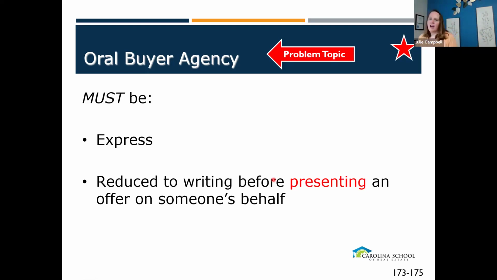The latest we have to work on an oral buyer agency agreement is when I'm ready to present the offer on behalf of this buyer. I cannot present an offer on behalf of a buyer under an oral agreement. So we must put our oral buyer agency agreement in writing no later than the time that I'm ready to present the offer on their behalf.